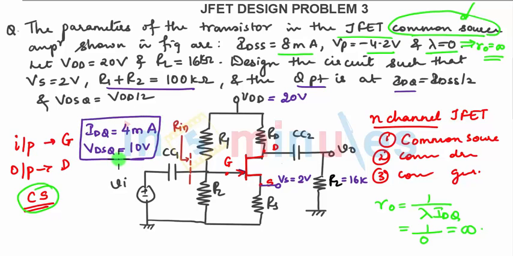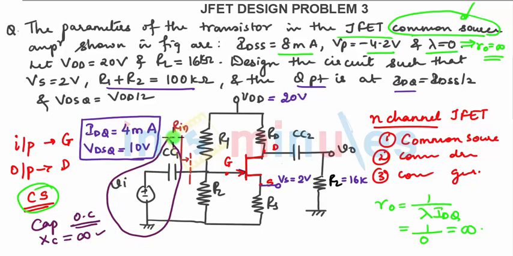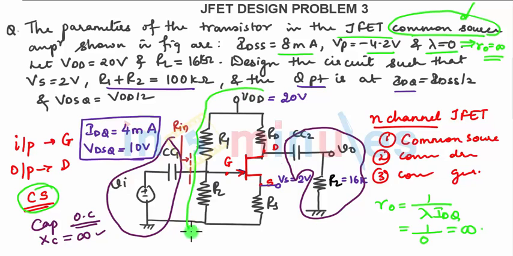Now for the DC analysis, what happens to the capacitors? The capacitors are open circuited. Why? In this case your XC for the capacitance is infinite for zero frequency, so this capacitor will be open circuited, and this part will move out of the circuit. Then this other part, since it is also open circuited, will move out of the circuit, so you are left with only this much in your circuit.